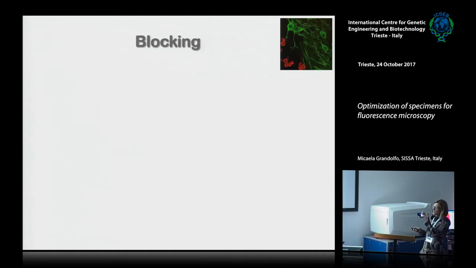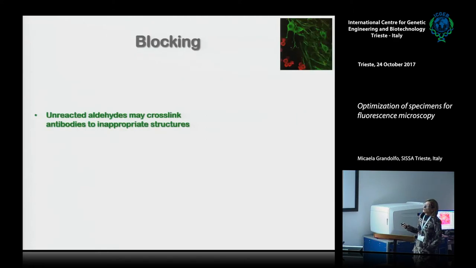Okay, at this point we have to use a blocking solution. Why do we have to use a blocking solution? For some reasons. First of all, because we have unreacted aldehydes in our tissue, and these unreacted aldehydes may cross-link antibodies to inappropriate structures. This means that your precious, expensive, wonderful primary antibody could be cross-linked by these free aldehydes to something else that has nothing to share with your antigen, okay? And you don't want this situation. It is absolutely a nightmare.